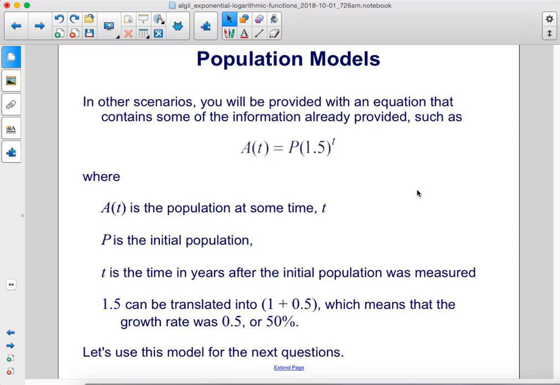In other scenarios, you will be provided with an equation that contains some of the information already provided, such as A of t equals p times 1.5 to the t, where A of t is the population at some time t, p is the initial population, t is the time in years after the initial population was measured, and 1.5 can be translated into 1 plus 0.5, which means that the growth rate was 0.5 or 50%. Let's use this model for the next questions.